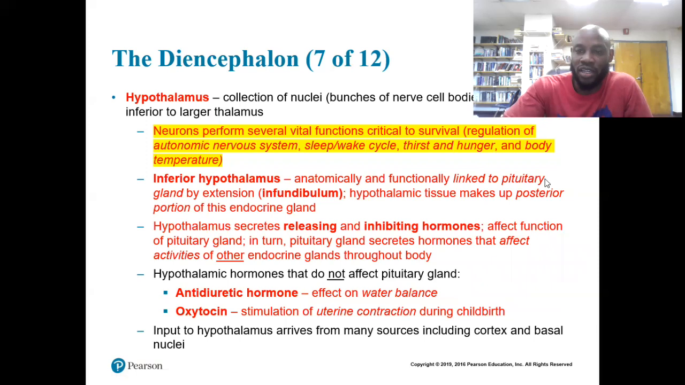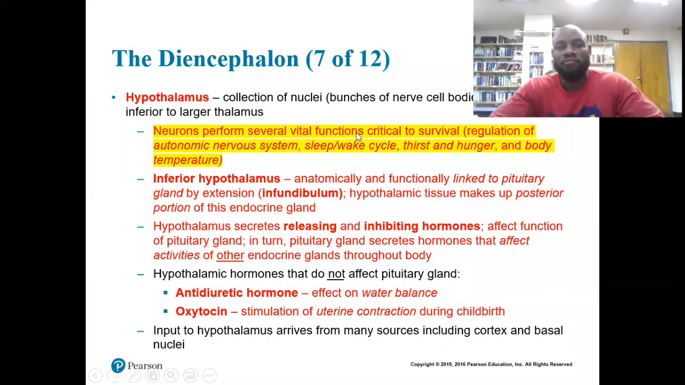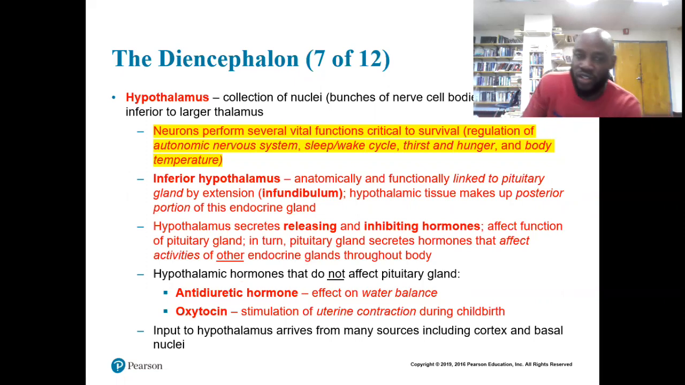Your hypothalamus, you probably have heard of this. It's a collection of nuclei, and remember, nuclei are bunches of nerve cell bodies. That's what makes up a nucleus. It means they're unmyelinated. The hypothalamus is anterior and inferior to the thalamus. Hypo, less than. Its neurons perform several vital functions. We're going to talk about the hypothalamus a lot when we talk about the autonomic nervous system, your sleep-wake cycle, thirst and hunger, and body temperature.